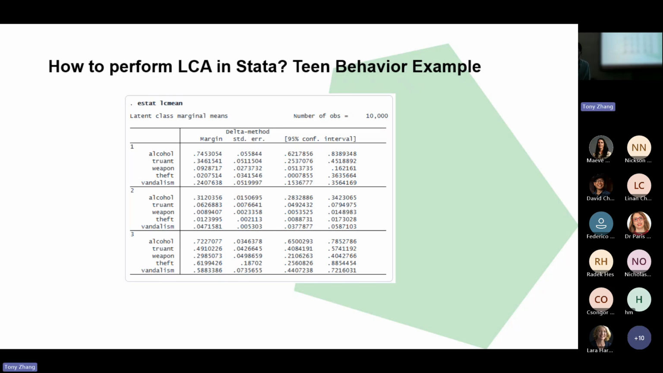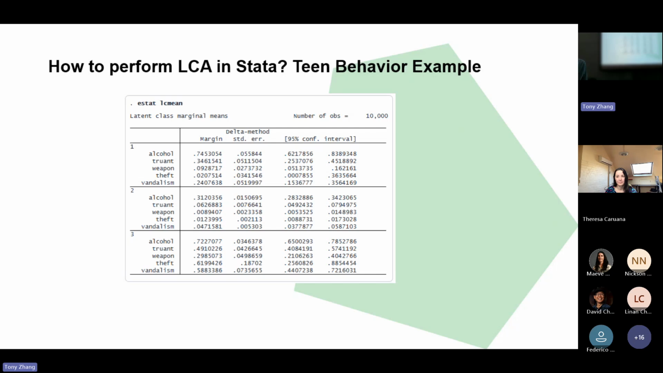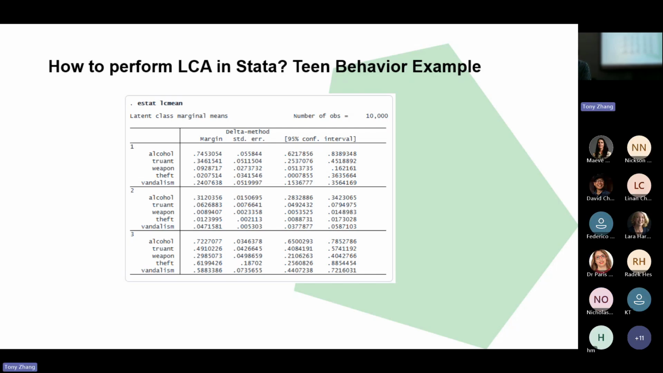No, we cannot perform LCA in SPSS. I mean, SPSS does not support LCA.